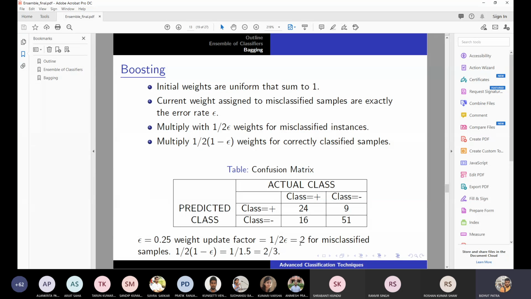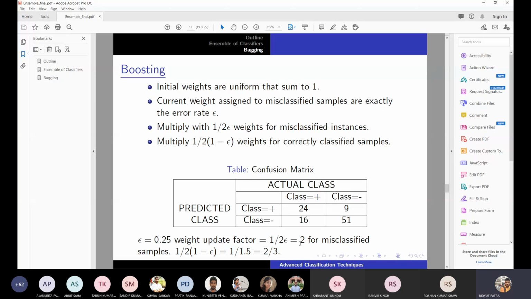So why 1 by 2 epsilon? I said that the total weight should be half. So if you multiply 1 by 2 epsilon into epsilon, then the weight will be half. Okay. And for the rest of the objects, the ones which are rightly classified, what you do? It will be 1 by 2 into 1 minus epsilon weight for the correctly classified samples.